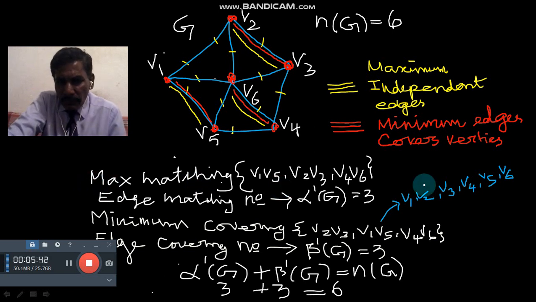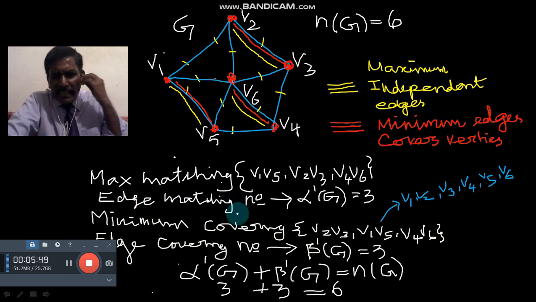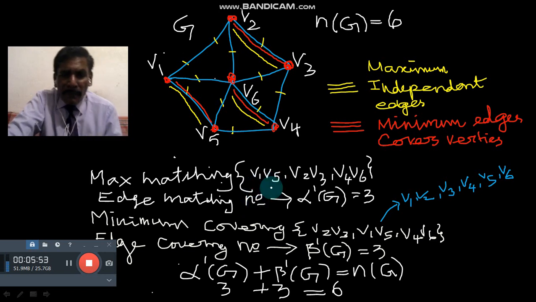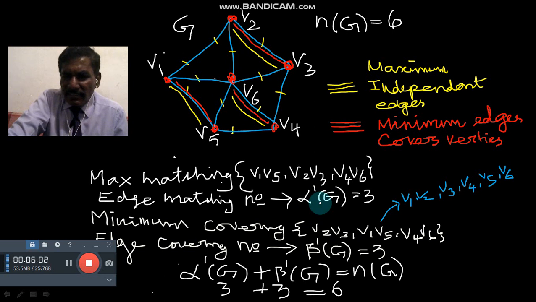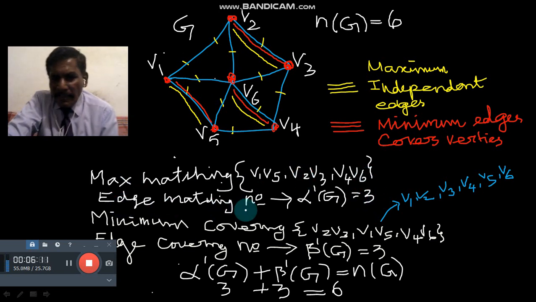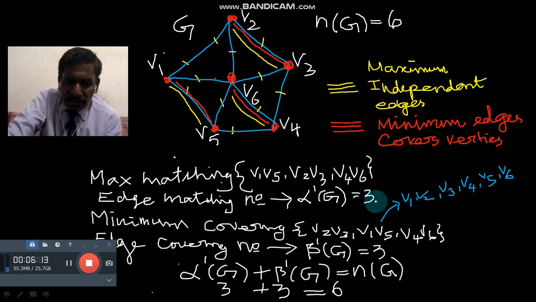The number of elements in the maximum matching we call the edge matching number. The maximum number of elements in any maximum matching is called the edge matching number, and the symbol is alpha dash. Alpha dash of G here is equal to 3, because the number of elements here is 3. Therefore, the edge matching number alpha dash of G is equal to 3.